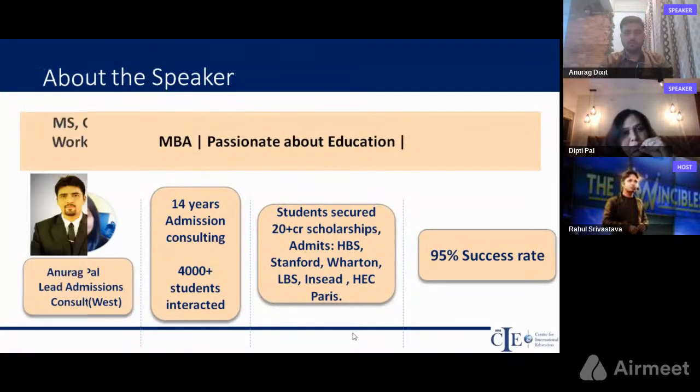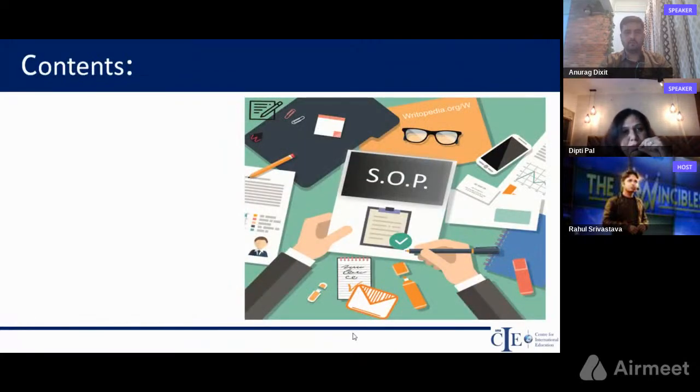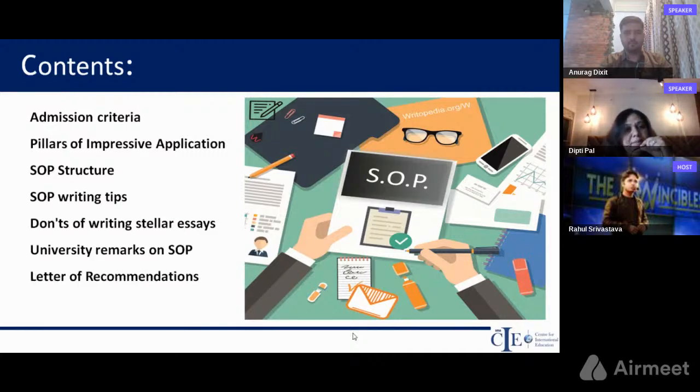Rahul has already covered about myself, and we have introduced Anurag also. The content for today is going to be some exciting topics which we are going to cover, especially the admission criteria which the abroad universities follow, the main pillars for the application, the statement of purpose structure, and the tips for an effective SOP. We are also going to cover the university remarks on the SOP, the letters of recommendation, and in the end, the application timeline. So this is the agenda for today's webinar. Let's move to the next slide.